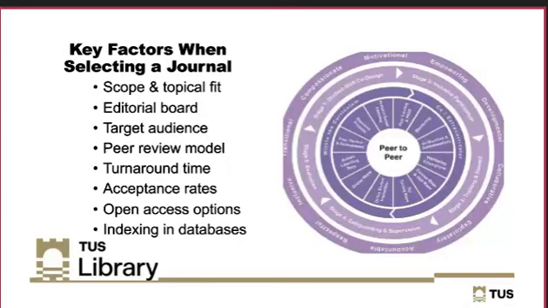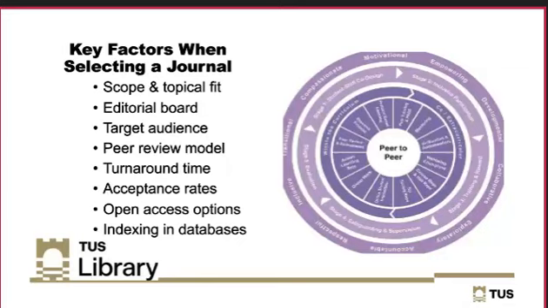Key factors when selecting a journal. You've got scope and topical fit, editorial boards, target audiences, peer review model, turnaround time, acceptance rate, open access options, and indexing in databases. Think carefully about who you want your research to reach. Different journals target different audiences and disciplines.